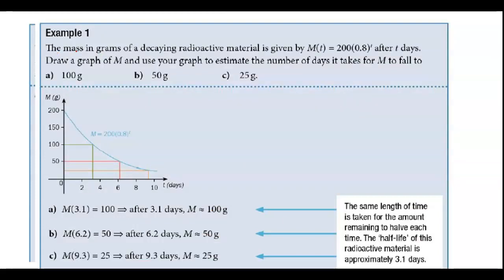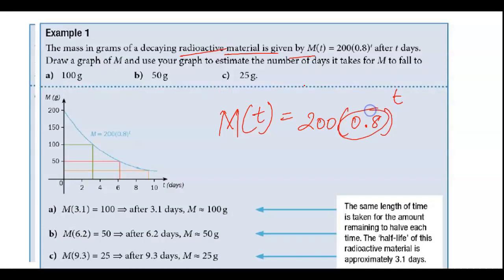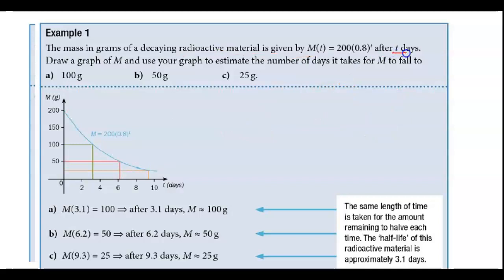Now let us take an example. The mass in grams of decaying radioactive material is given as m in t, as the time increases: 200 into 0.8 raised to power t. As the mass is decreasing, you can know that the mass is not increasing, but it is decaying, as 0.8 is less than 1, right? So obviously our graph will be coming down after t days. As the time increases, the graph comes down.